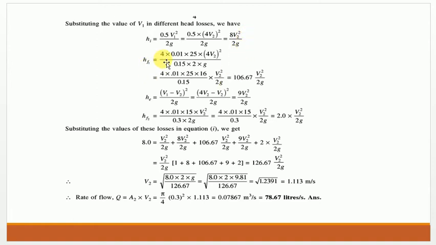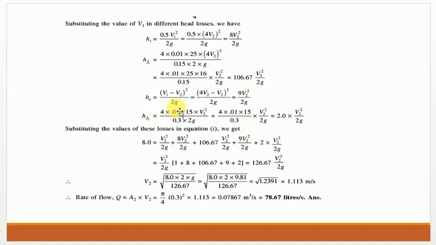Similarly, we're going to substitute for f, which we know is 0.01, the coefficient of friction. L is the length of the pipe, for the first length 25 meters, into V1 squared. Instead of V1, we have 4 V2. Substituting and simplifying, we get 106.67 V2 squared by 2G.